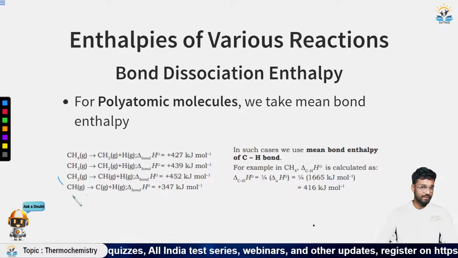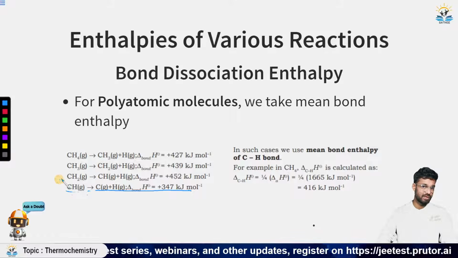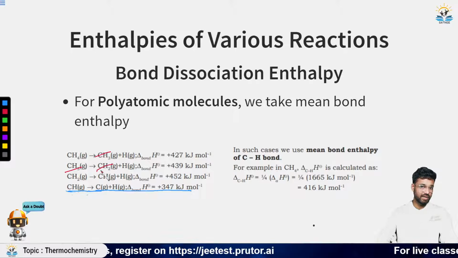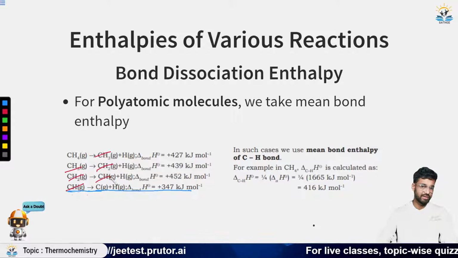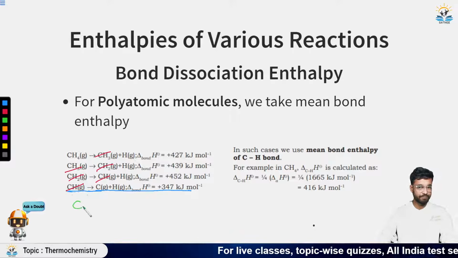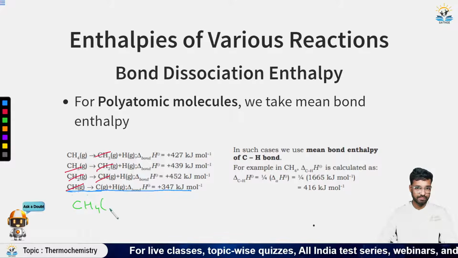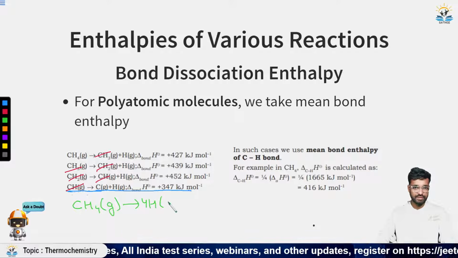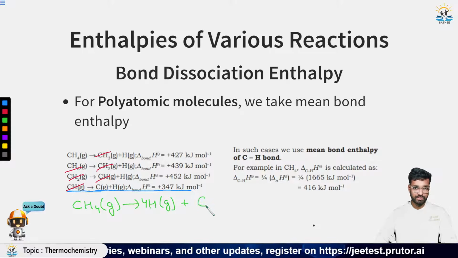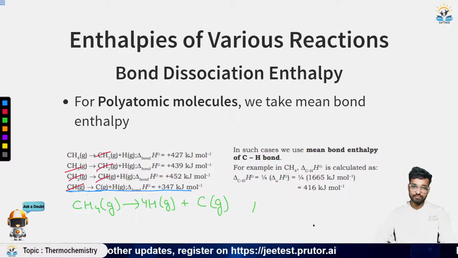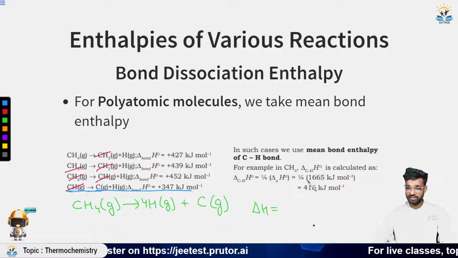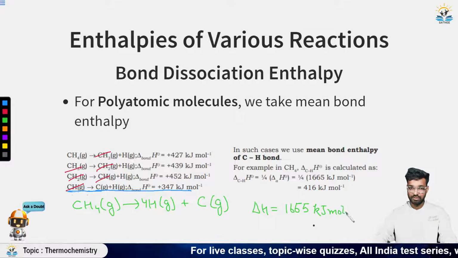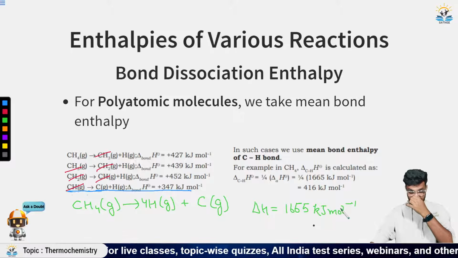If you add these with simple algebraic expressions, the CH3 and CH3 will get cancelled out. Again, CH2 and CH2 will get cancelled out, and C-H and C-H will get cancelled out. And what we will get is CH4 gaseous going to C gaseous plus 4 H gaseous. And we know the summation of all of those is 1665 kilojoule per mole. You will learn this kind of enthalpy in the coming slide.